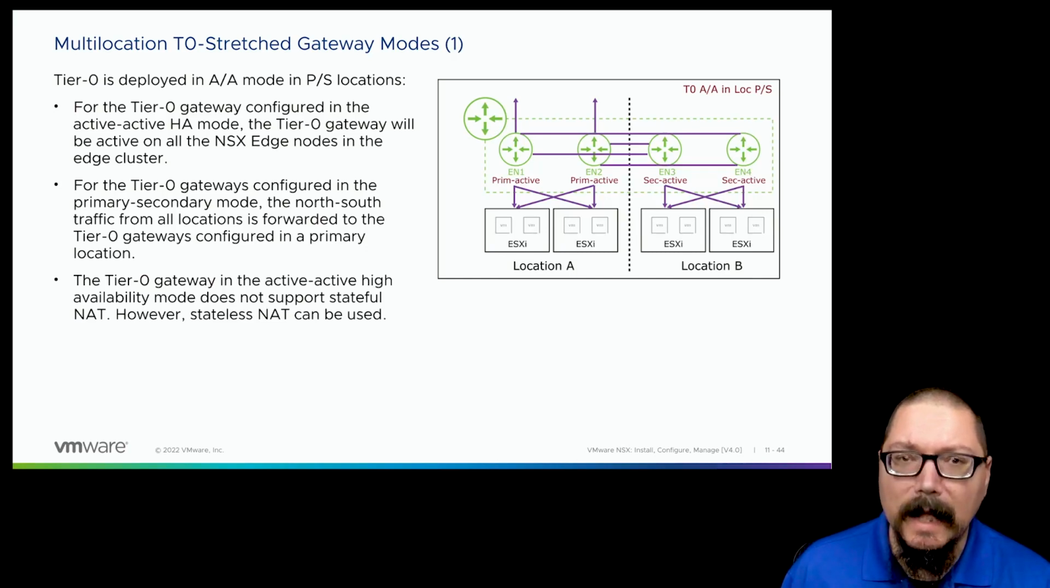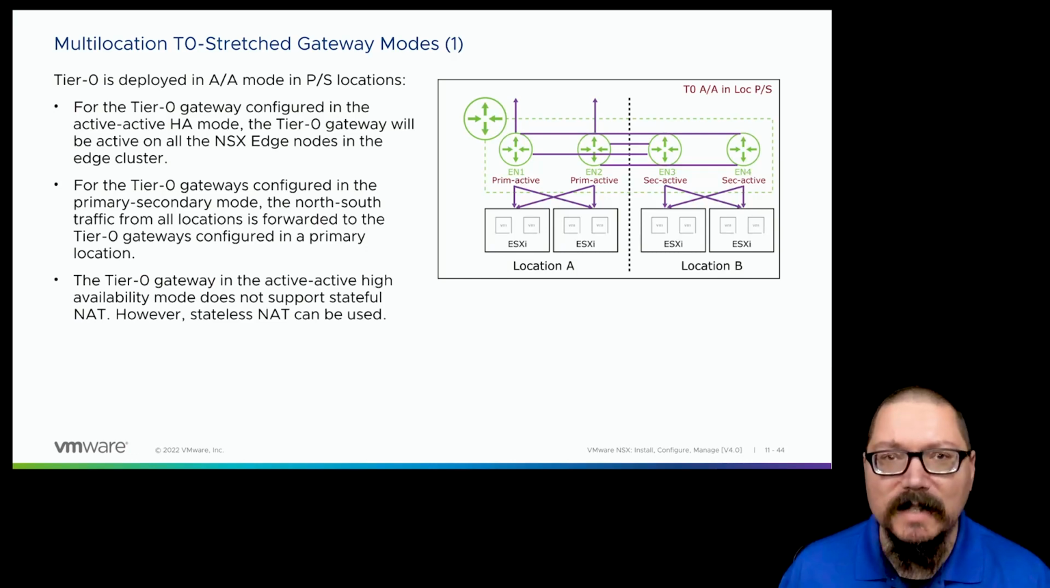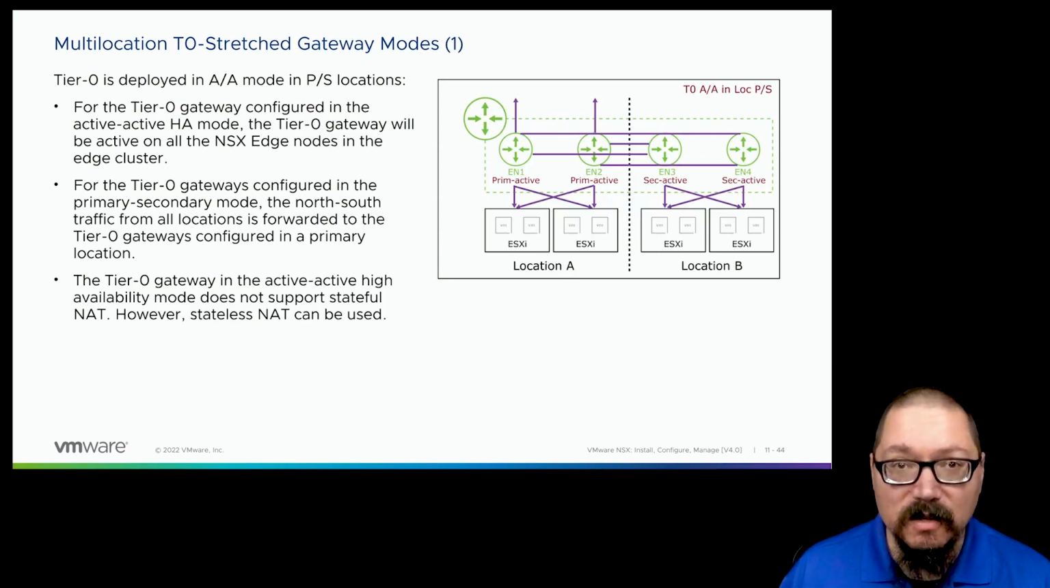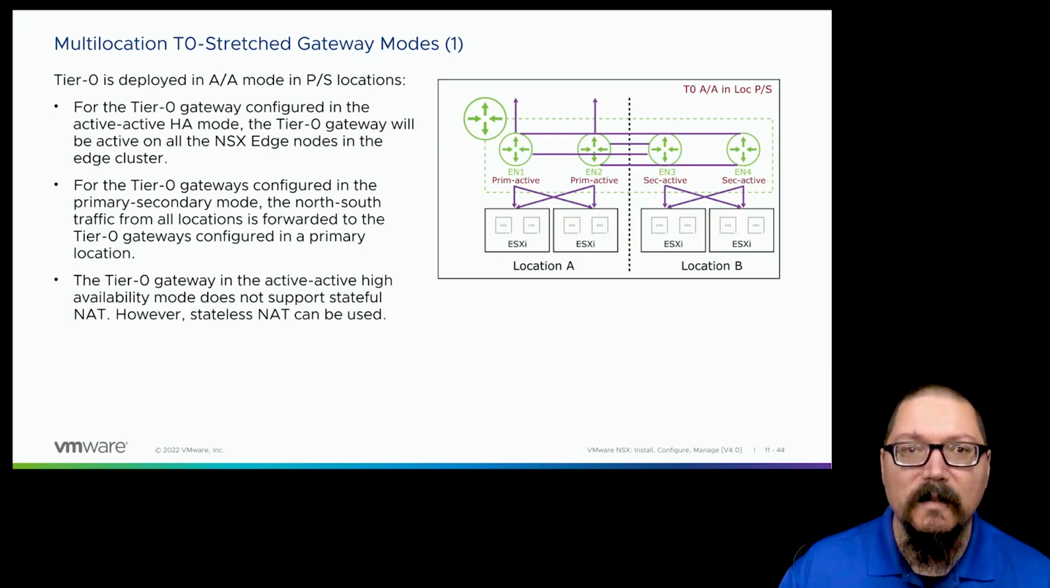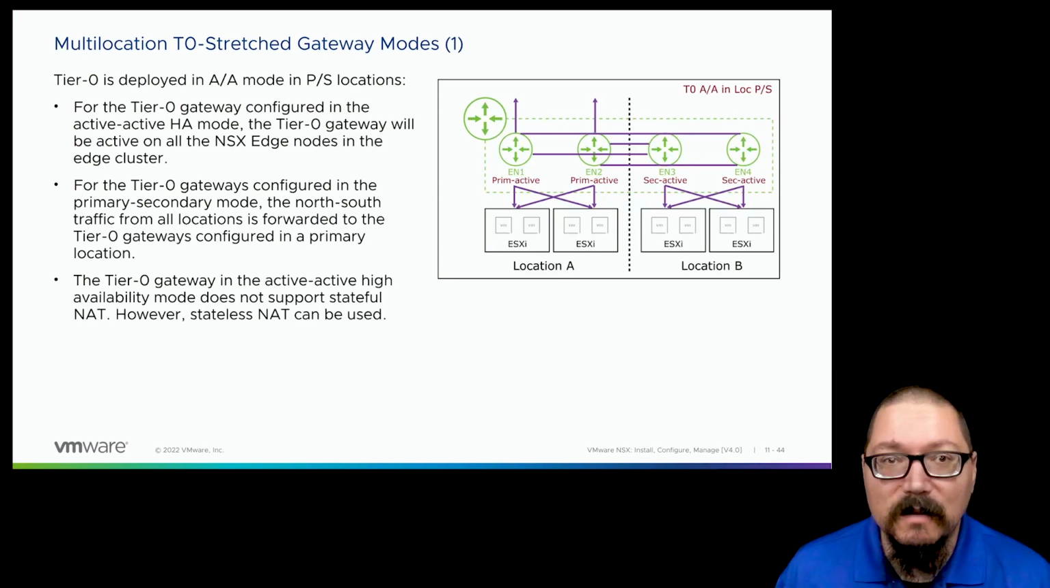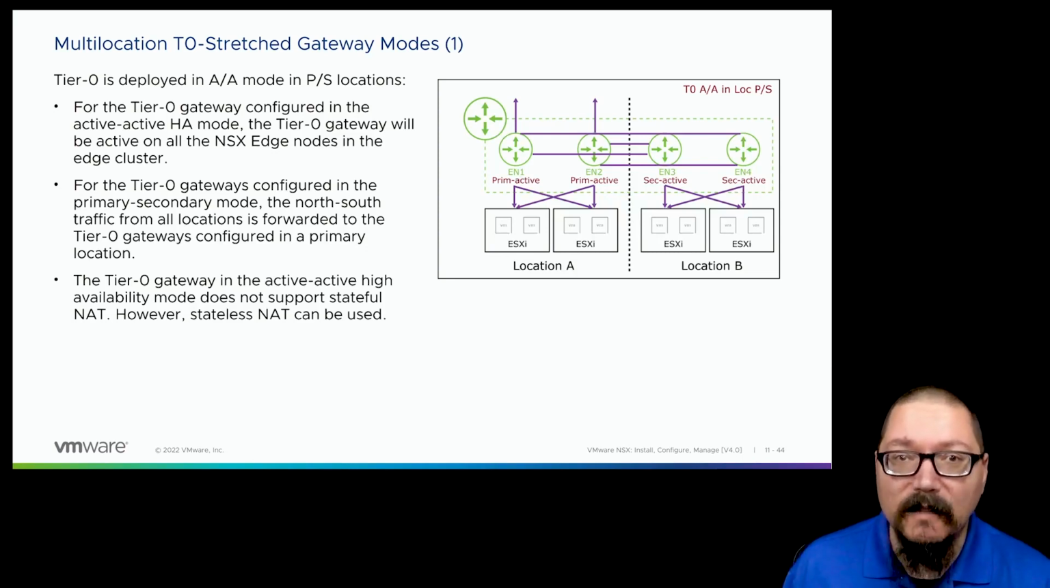When we start looking at different gateways and how we can put things together, I can have active tier 0 gateways in a primary secondary configuration. What this means is that all of my service routers inside a given location are active, meaning traffic coming up from my virtual machines can go to any of my local service routers. And those local service routers are then responsible for moving that traffic to the active service routers in the primary location.